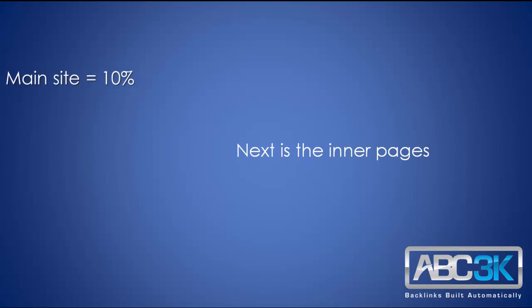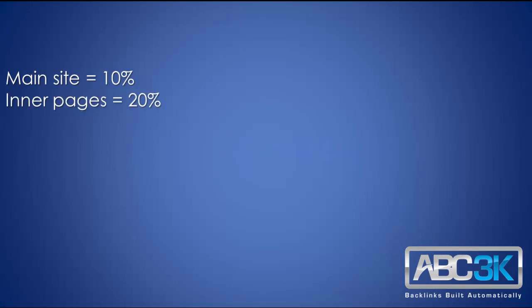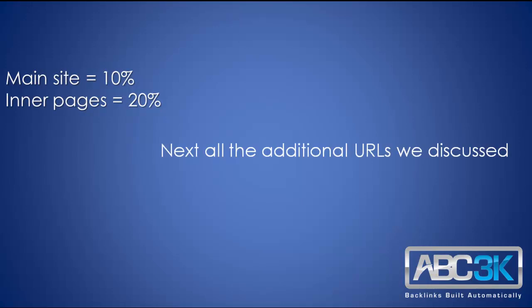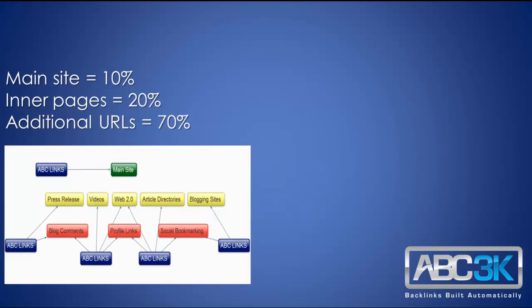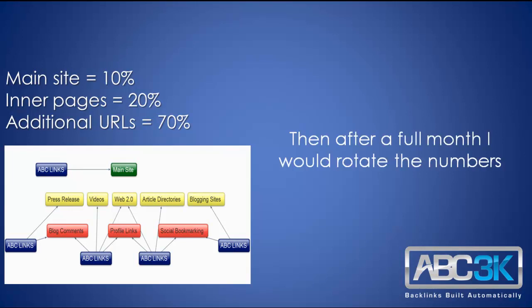Next is the inner pages. Let's say you allocate 20% to those. Next are the additional URLs we discussed. There they are in the yellow and red bubbles, and you allocate 70% of the links to those. Then after a full month, I would rotate the numbers.